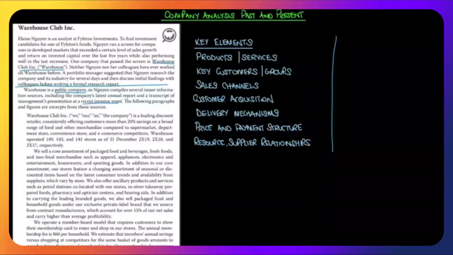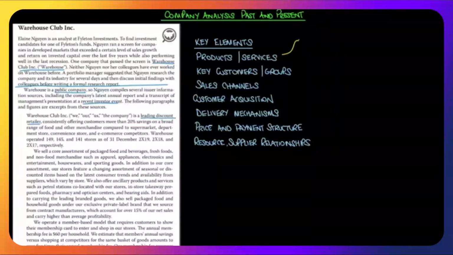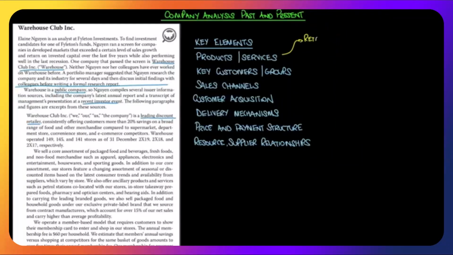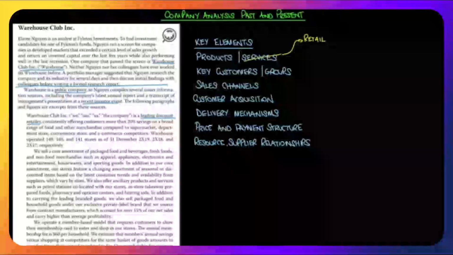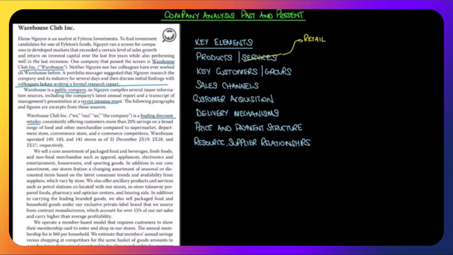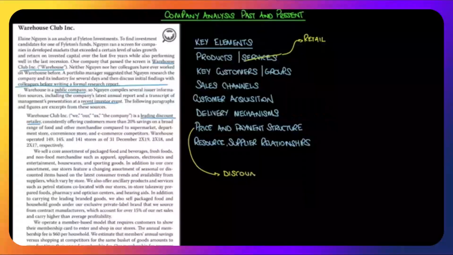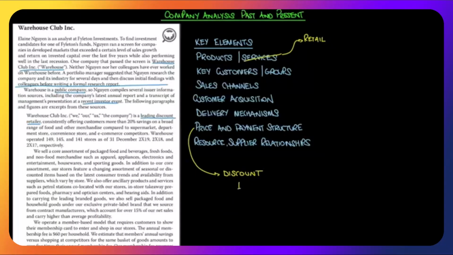Warehouse Club Inc., we, our, us, the company, is, here we go, a leading discount retailer. So straight away, and I mentioned this up front anyway, so this should not be a surprise. First of all, what they do, they are retail, so it's not really a service, it's a product. They're selling goods. And I know their pricing policy. It's to sell things at a discount. I'm setting my expectations for their margins, and I'm ready to not be disappointed by a low margin. But I'm hoping that they are efficient.